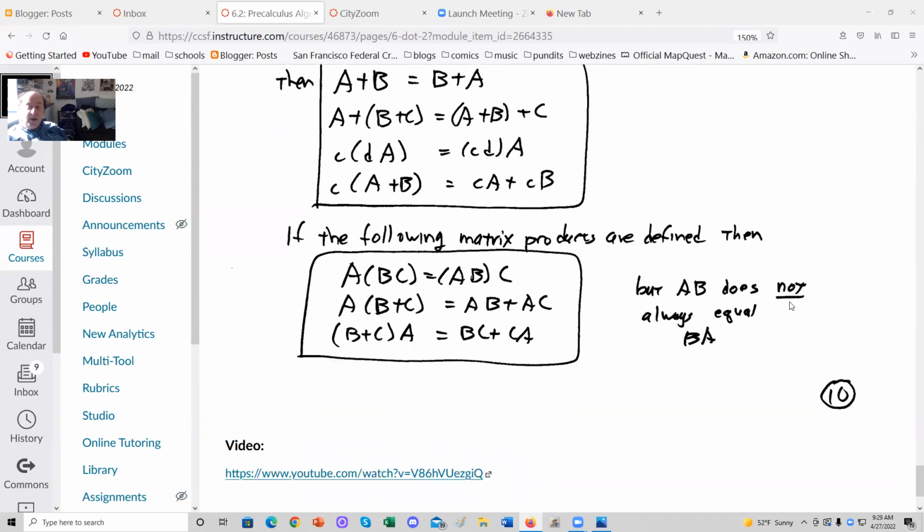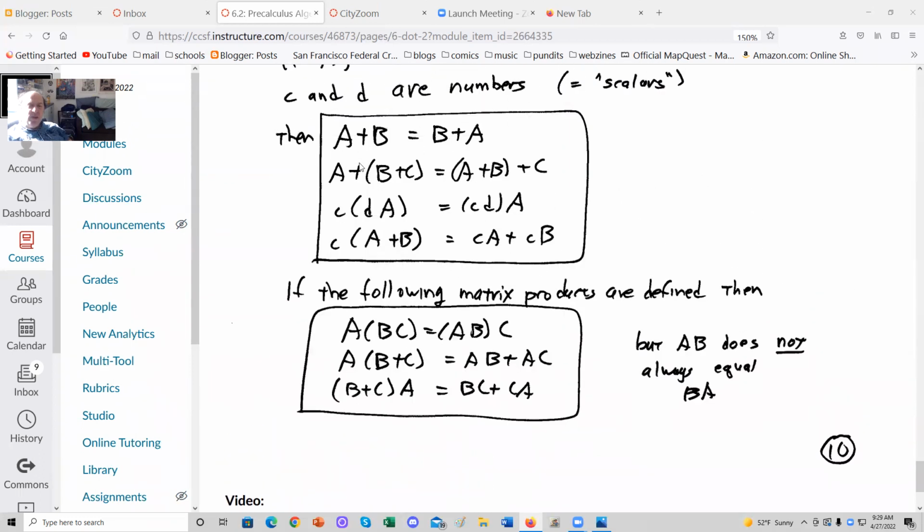And it turns out that for matrices, distributivity also holds, and associativity. A times BC equals AB times C, if all the matrix products are defined. And A times B plus C is AB plus AC. B plus C times A is BA plus CA. So you have associativity for matrices, left distributivity and right distributivity. But you don't have commutativity necessarily. AB does not always equal BA. All right, so those are some basics. Those are the basics of matrix arithmetic.